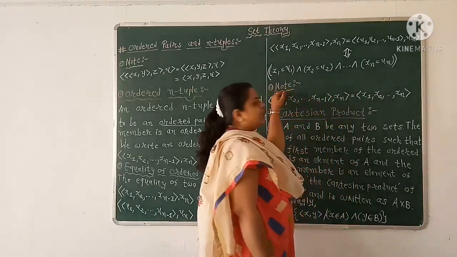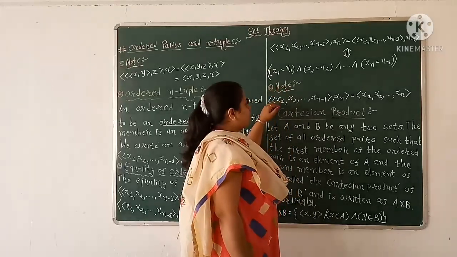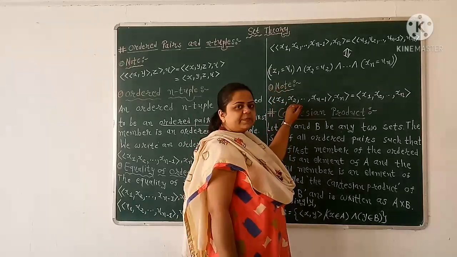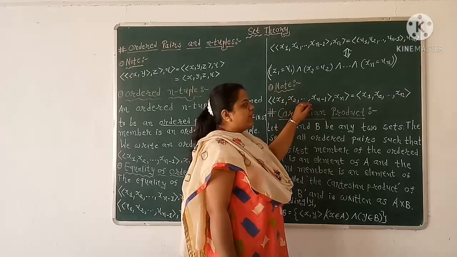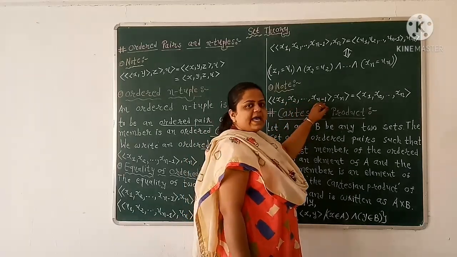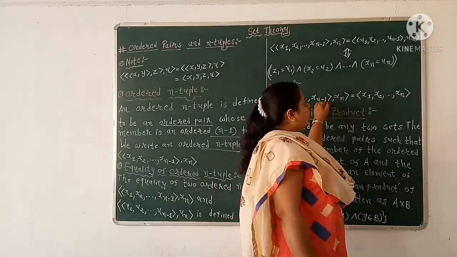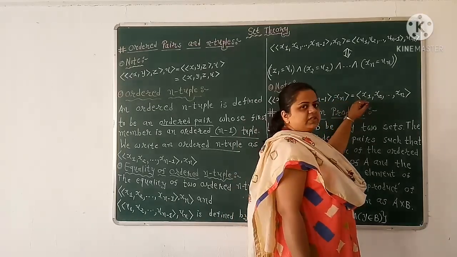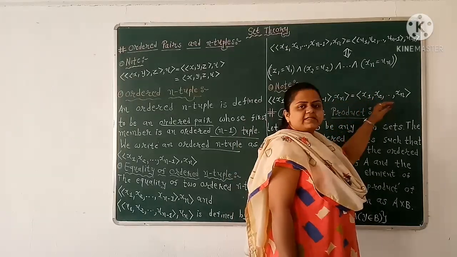So, now note, the ordered pair of the ordered (n minus 1)-tuple (x1, x2, up to x_(n-1)) comma xn is equal to the ordered n-tuple (x1, x2, up to xn).